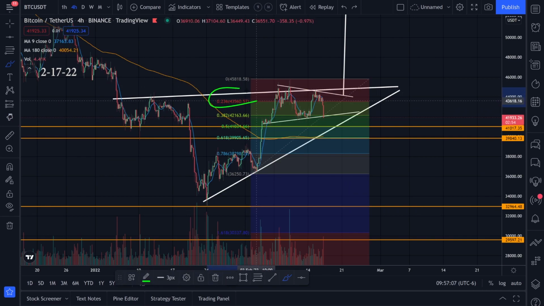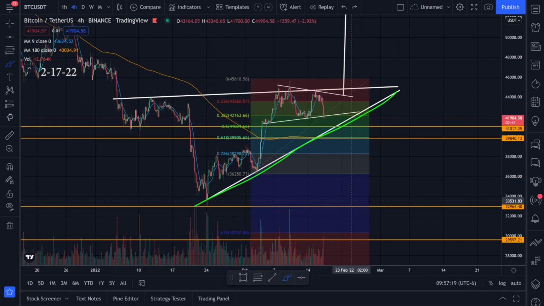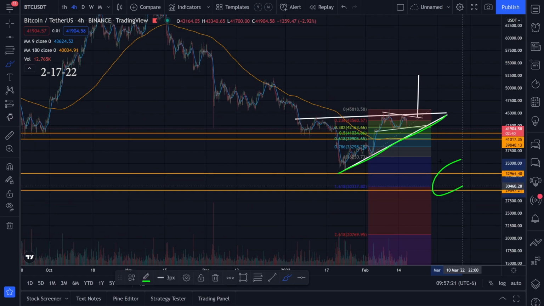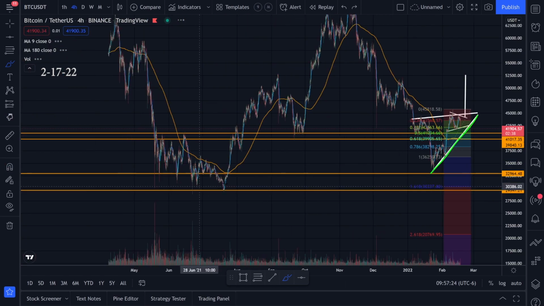I'm also watching these Fibonacci retracement levels. We have the 50%, the 38, and the 23%. I think these are the possible spots that we could get bounces on. But if we break this trend line going to the downside, then I'll be looking at these spots down here, which are the previous bottoms.